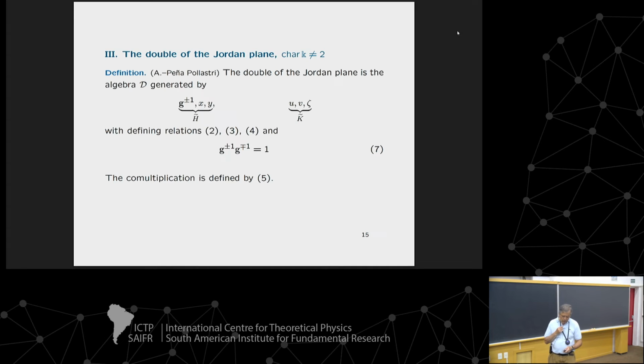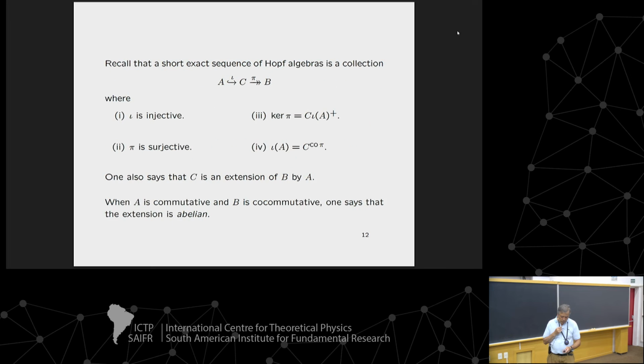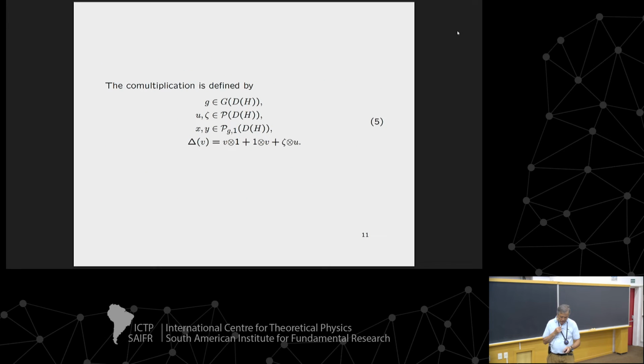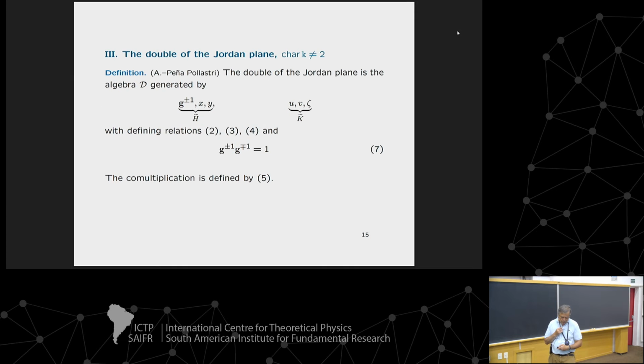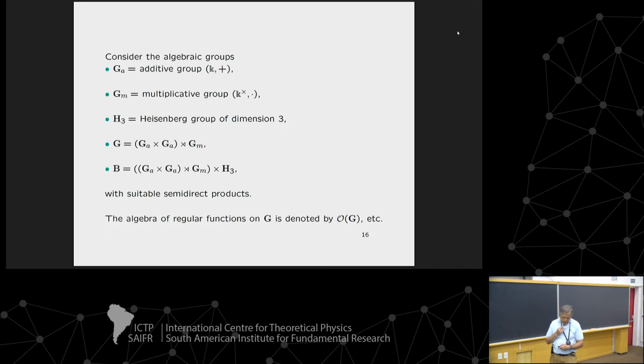And the same formula for the comultiplication is valid here, meaning g is group-like, u and zeta are primitives, x and y, g1 is q-primitive, and v has this formula. Delta of v has this formula. So this is the double of the Jordan plane, and I will describe the relation with the previous slide in a moment. For that, we need to introduce some notation for algebraic groups.